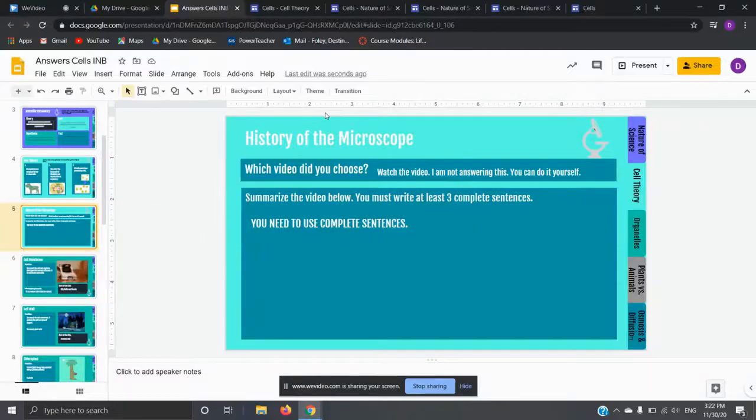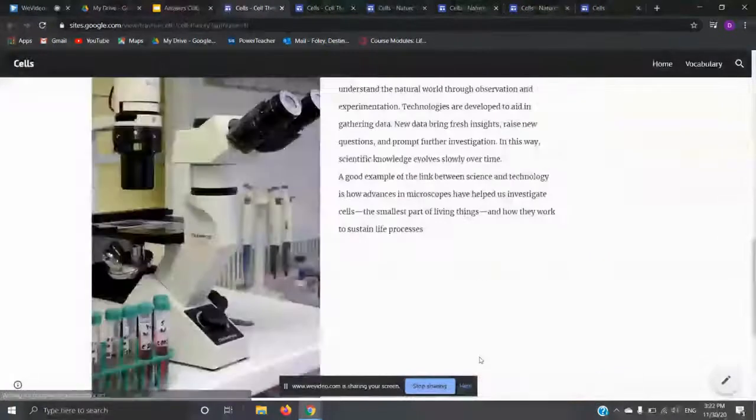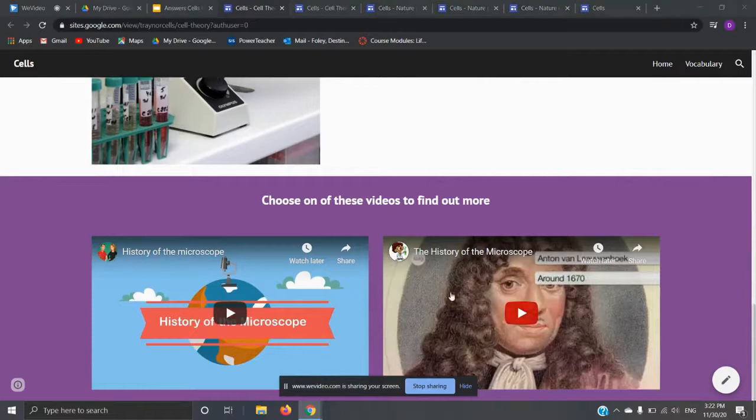For slide number 5, you click on the microscope, and I'm actually not going to go over this one because you all need to do some things by yourself here. So you're going to watch either this one from Moo Math and Science, or this one from LSG Science. This one is just history of microscopes. It's like a cartoony version, and this one's not as cartoony, and it gives you some information about Leeuwenhoek and other individuals that helped develop the microscope.